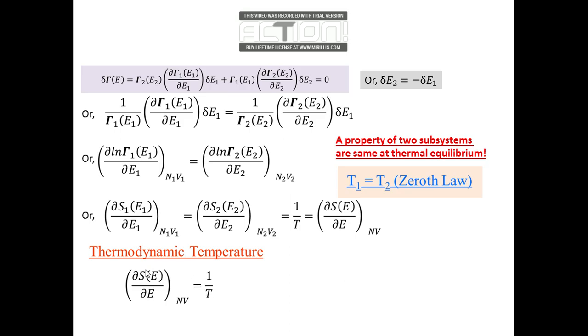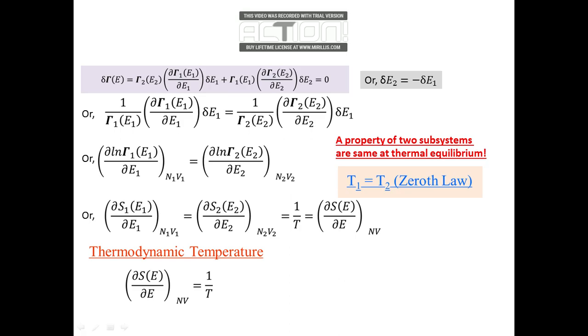And we then see what it tells us: if we have a plot of entropy versus internal energy of a system, then the slope of the curve of S versus E will be related with 1 by T. And if this term is positive, which is true in most cases, that with increase of internal energy the system's entropy increases, that means the slope is positive, then the temperature of the system cannot be negative. Temperature always has to be positive.